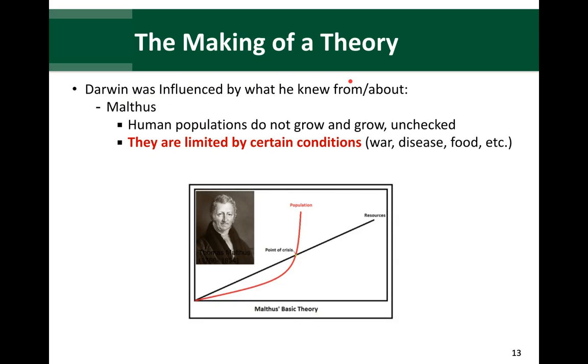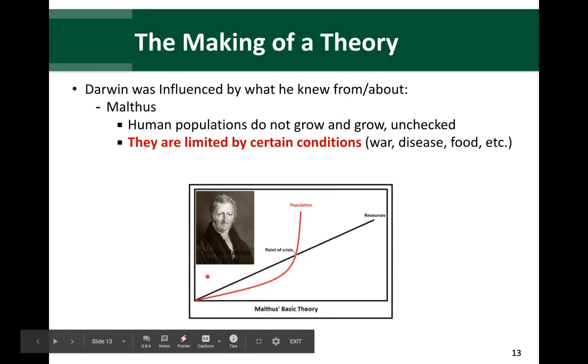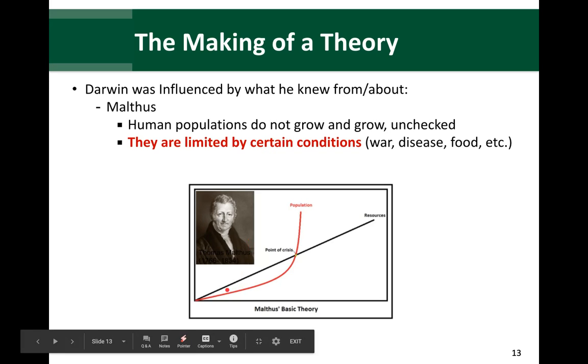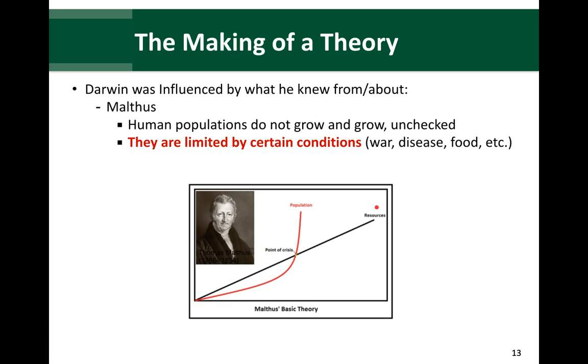Darwin was also influenced by what he knew about population growth. So this is Malthus. This is him right here. And he was actually an economist. And he made the point that although populations may grow exponentially, resources do not grow exponentially. So resources are limited. And human populations are limited by various conditions like war, disease, food, and there's a point at which that is limited.